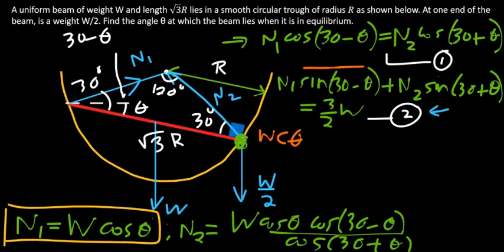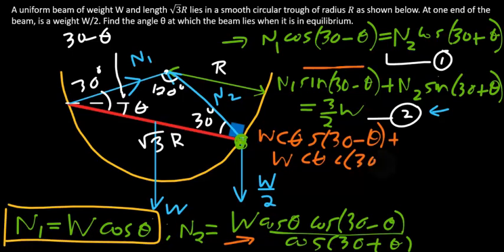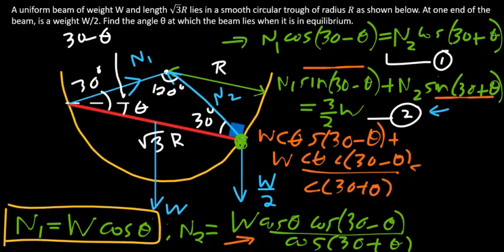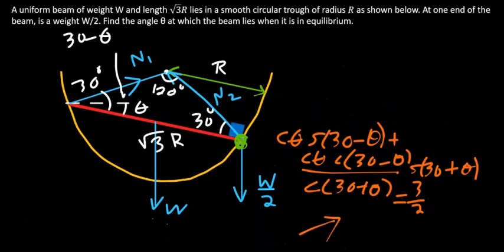And then you have that term, which is sine 30 minus theta plus n2, which is all that. So w cosine theta, cosine 30 minus theta over cosine 30 plus theta. And don't forget the sine term here, sine 30 plus theta. And that equals 3 over 2 w. And you see the w will go away, giving us this equation. Let's simplify it.